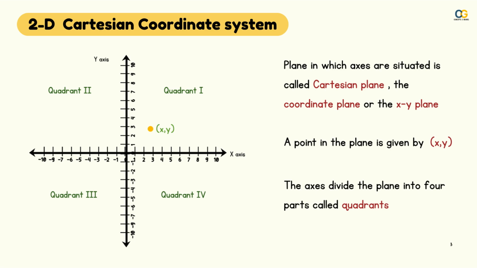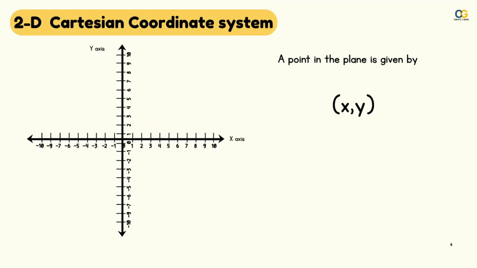The first quadrant is where both the coordinates are positive. In the second quadrant, the x coordinate is negative and the y coordinate is positive. In the third quadrant, both the coordinates are negative, and in the fourth quadrant, the x coordinate is positive and the y coordinate is negative. Let us see how we locate a point in this coordinate system.